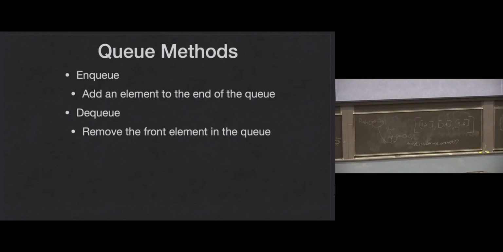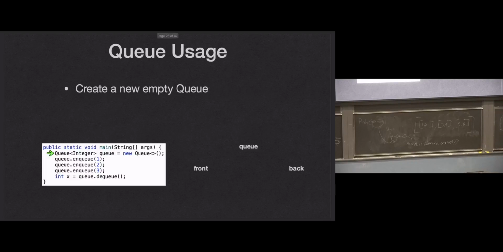Our methods, we have two methods, just like a stack: enqueue and dequeue. The big difference is enqueue is going to add to the end of the linked list, effectively append, and then dequeue is going to remove from the front of the linked list, same way as we did with a stack. So for enqueue and dequeue usage, we create an empty queue. We're going to enqueue one.